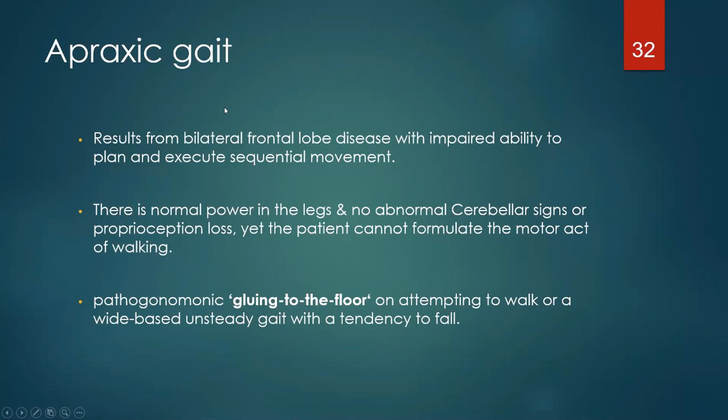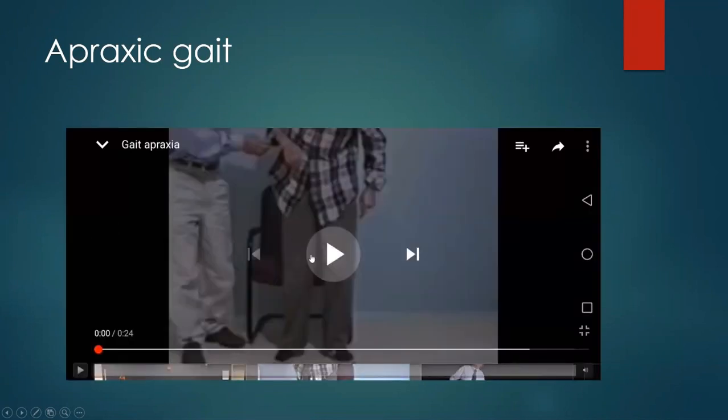The apraxic gait usually results from bilateral frontal lobe disease with impaired ability to plan and execute sequential movement. There's normal power in the legs and no abnormal cerebellar sign or proprioception loss, yet the patient cannot formulate the motor act of walking. It is pathognomonic: gluing to the floor on attempting to walk, or a wide-based unsteady gait with a tendency to fall.